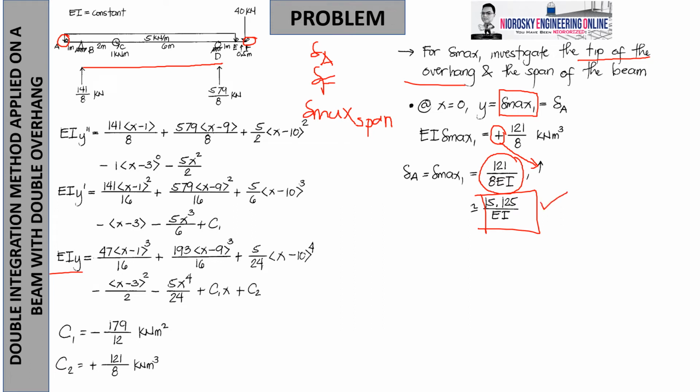I'll compare their decimal values, but it is better to write in terms of fractions. Now, I'm going to investigate the other tip of the overhang, which is found on letter F.